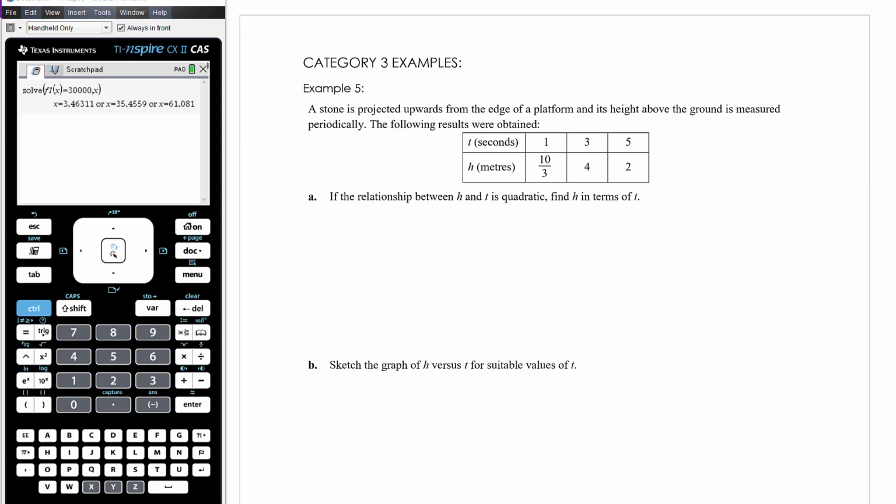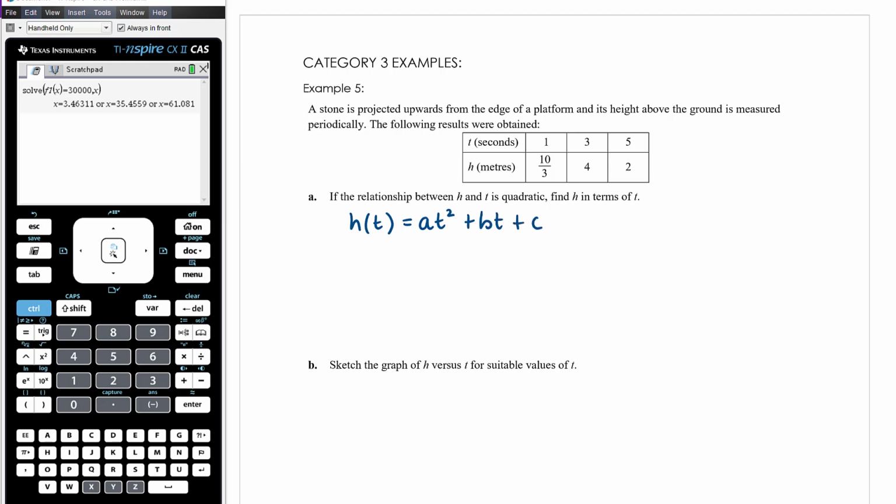Okay, so bringing this back to what the question really is mathematically. The question is, find a quadratic equation that goes through the points (1, 10/3), (3, 4), and (5, 2). So we've done this before, finding the equation of a quadratic given 3 points. So we want to start with the most general form, okay? Now I'm going to use function notation so I can make my substitutions easily. So h of t is a quadratic, so at squared plus bt plus c.